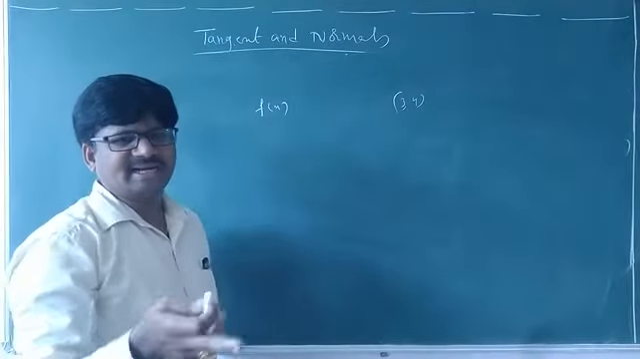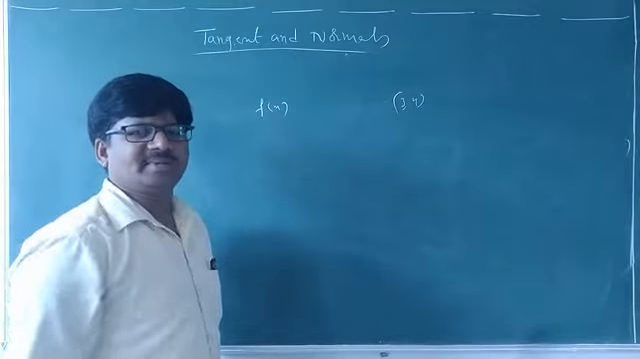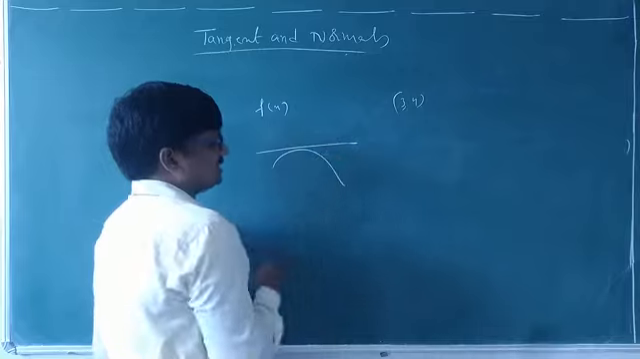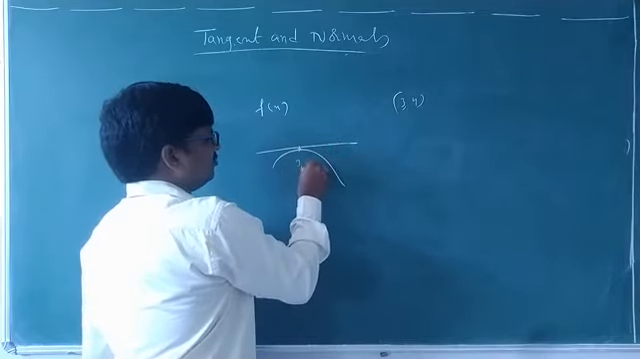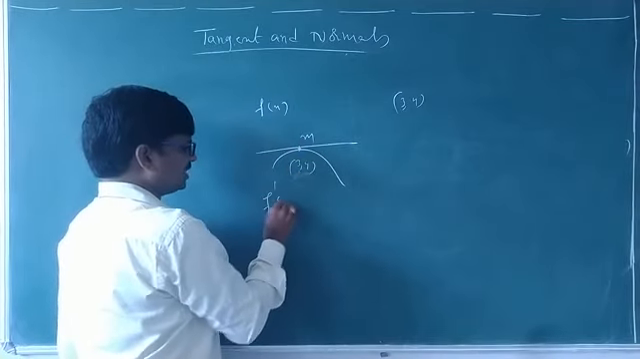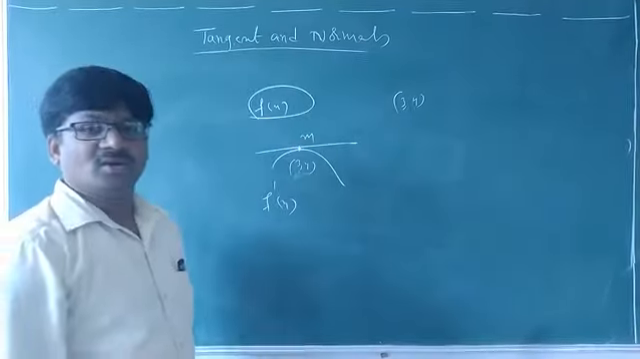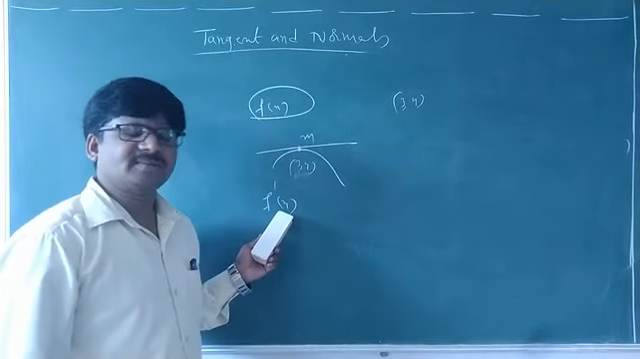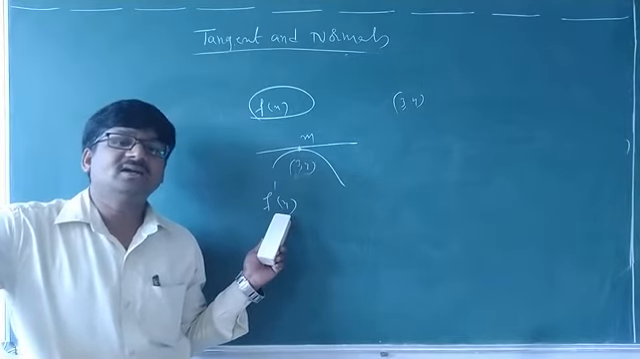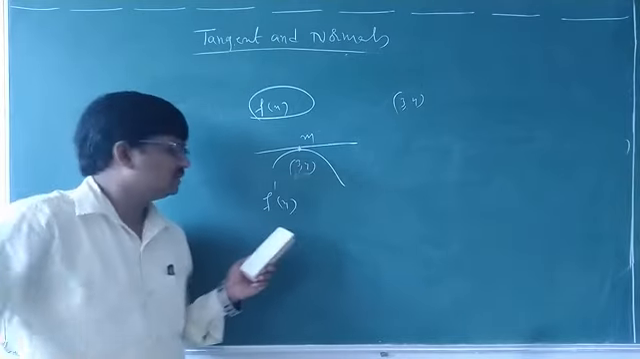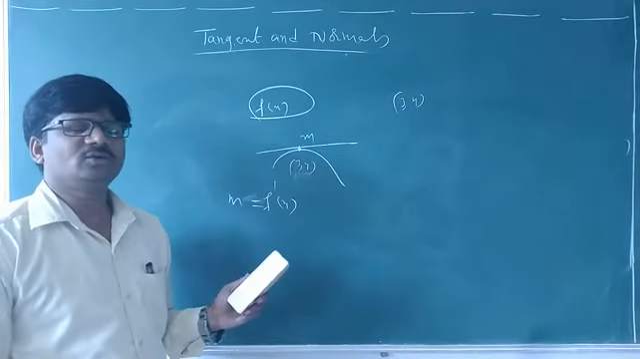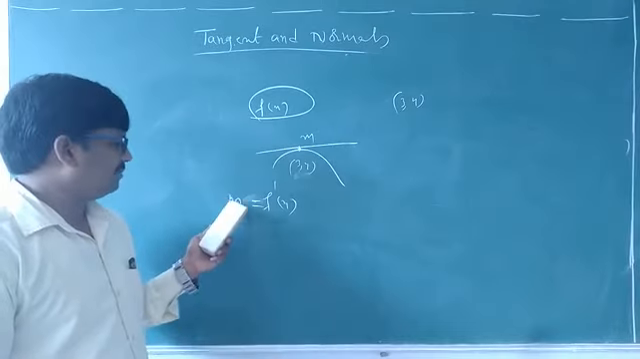But what is not there? To find the tangent, the slope is not there. We have to find the slope. Suppose this is the curve and this is the tangent at the point 3, 4. What do we require? Slope m. What is the slope here? f dash of x. If you find f dash of x, the derivative of the function f of x, that is the slope of the tangent. m is equal to f dash of x.